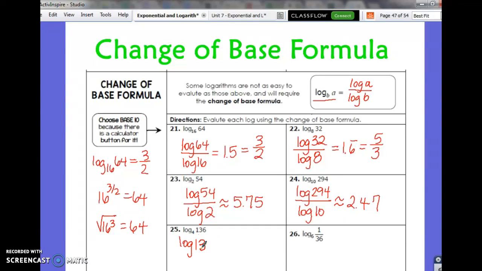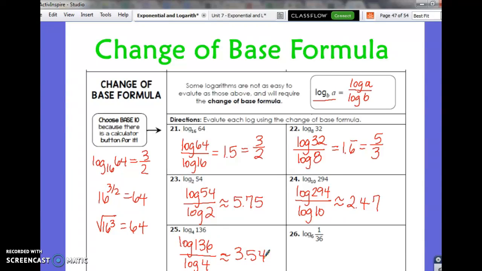And tonight you won't have any additional homework problems. I just wanted to make sure that you were introduced to the change of base formula, and we will practice a little more the next day in class.